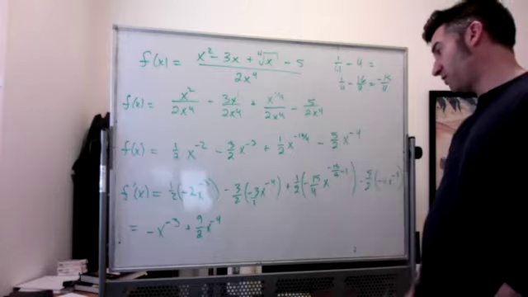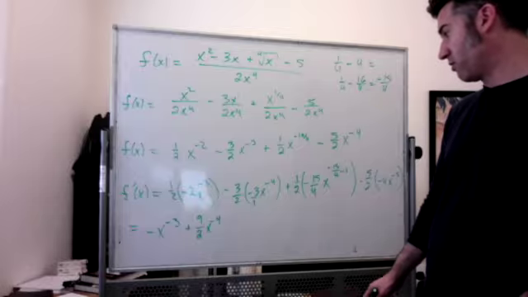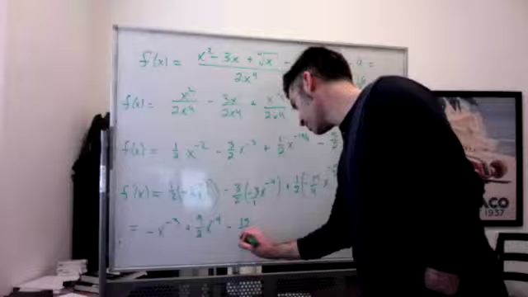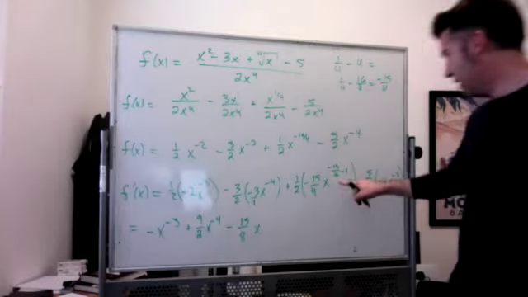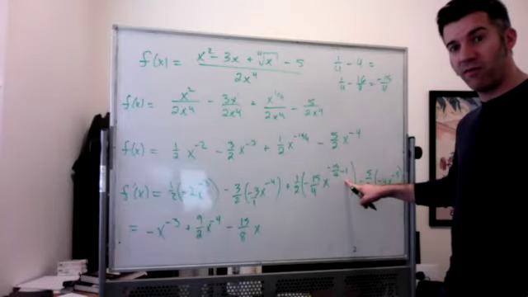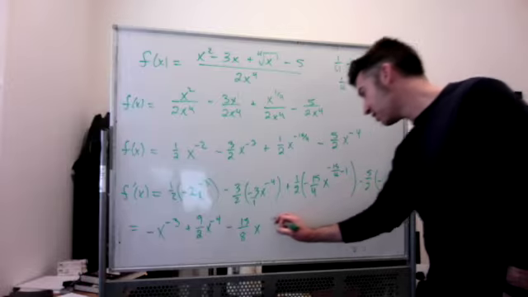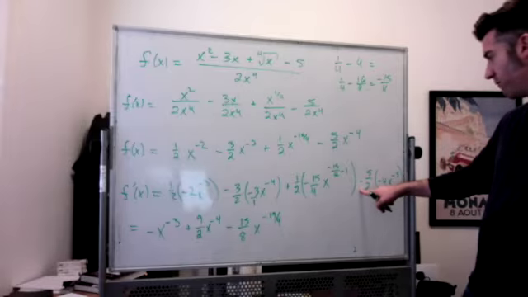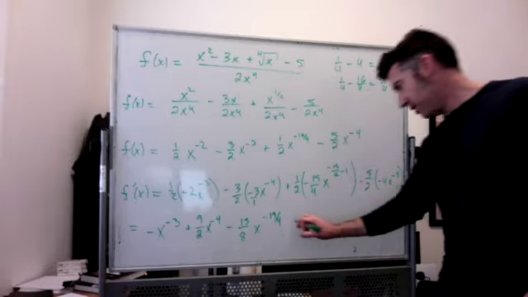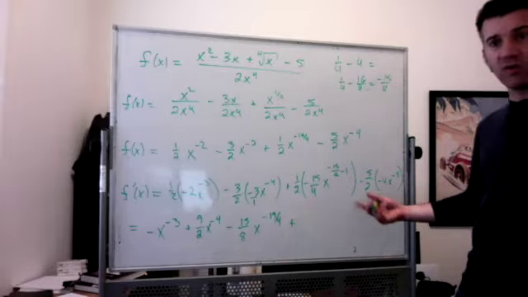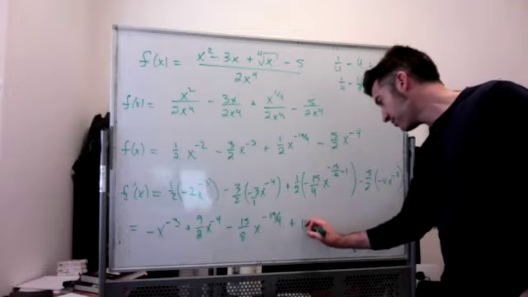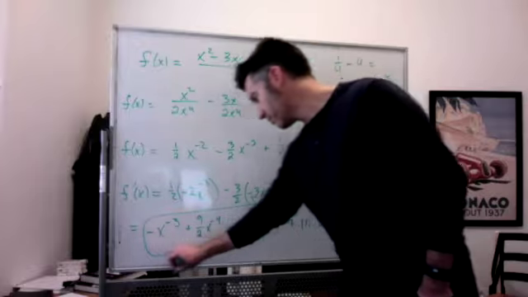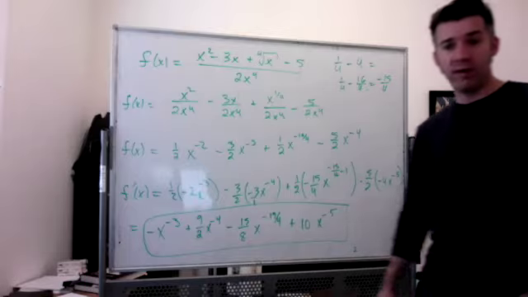1/2 times negative 15/4 is going to be negative 15 over 8, times x to the negative 15/4 minus 4/4, which is negative 19/4. And this last one, negative 5/2 times negative 4 is going to be positive 20 over 2, which reduces to 10, x to the negative fifth. And that would be our derivative.